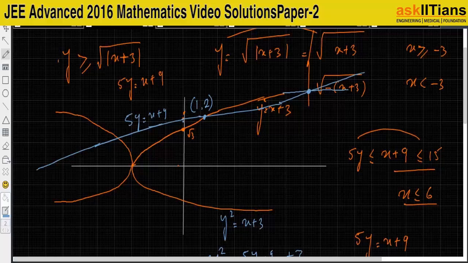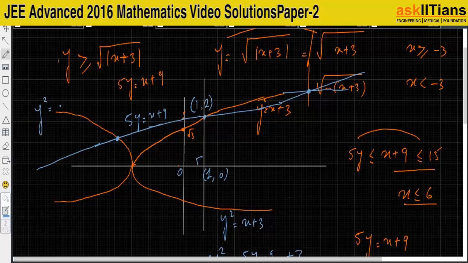Alright, now let me name all the points. This is the origin, and this point is 1 comma 2. Let me draw a straight line from here, perpendicular to the axis of the parabola. So this point will be 1 comma 0. Now what will be this point? Similarly, I can find out this intersection point also.